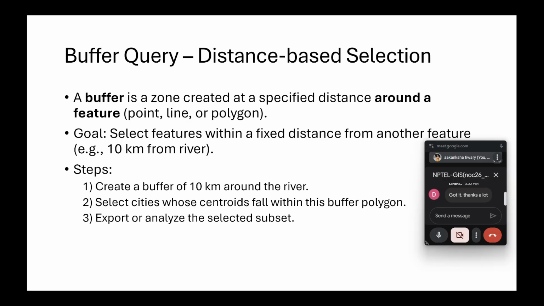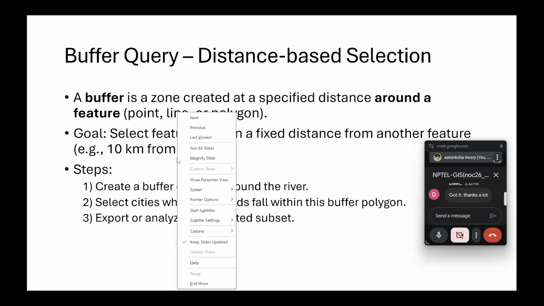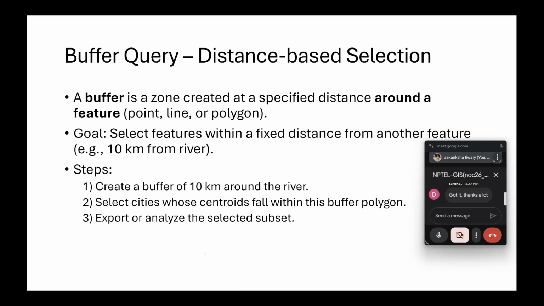Okay, so now I'll move on to the buffer query part. So buffer is basically a zone that is created at a specified distance around a feature. Suppose you have a point layer. So what happens? Your buffer is going to be a circle, right? Because you will see within 5 or 10 kilometers which areas are falling within that.